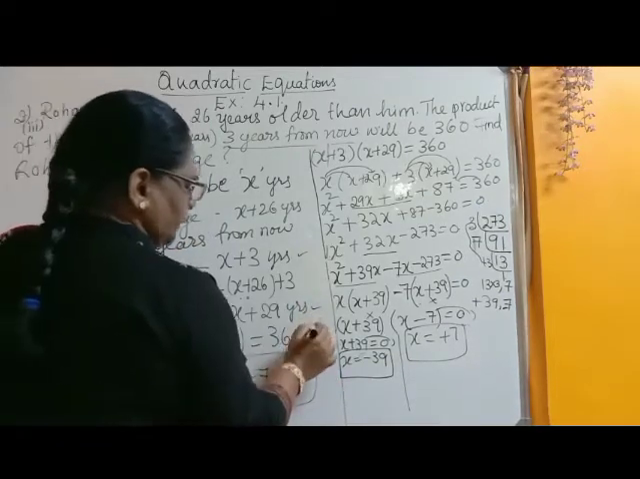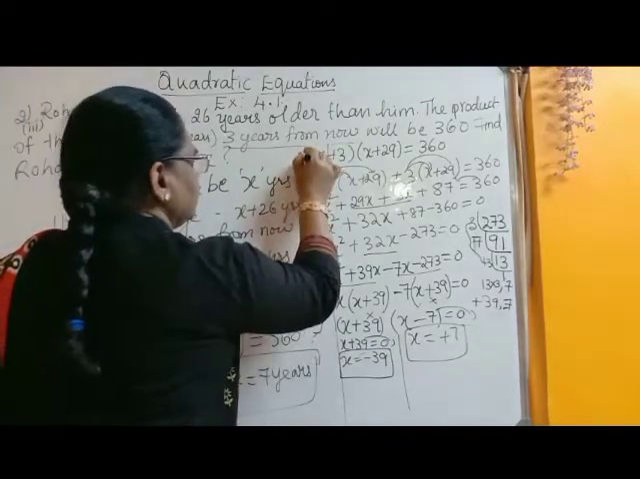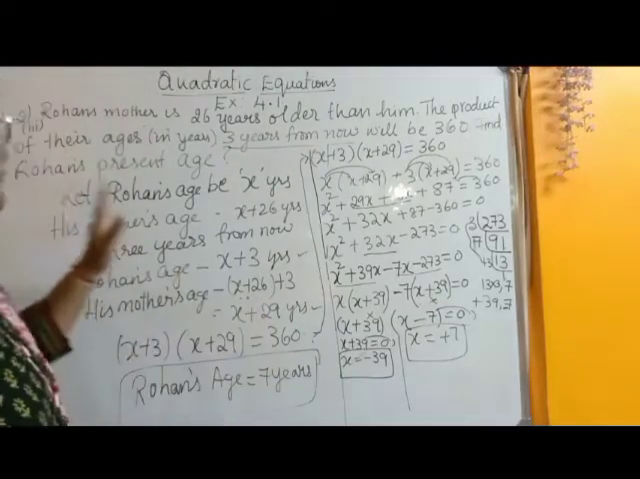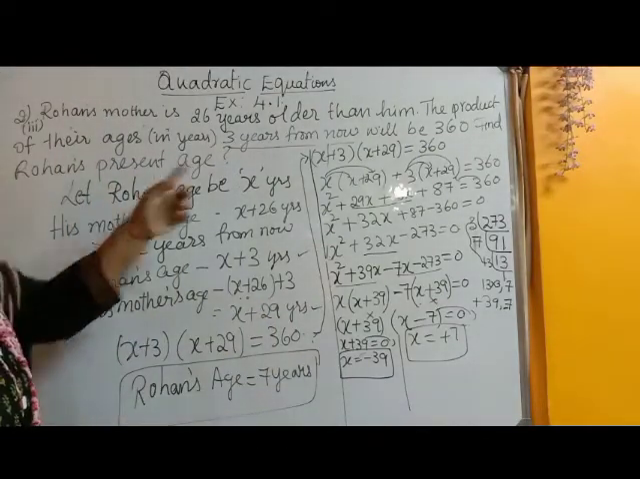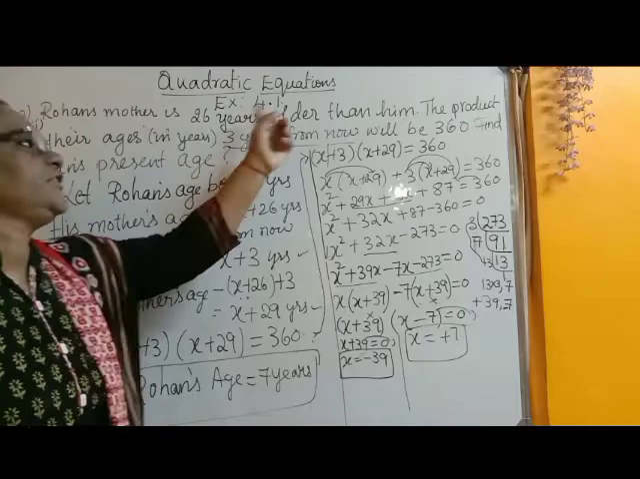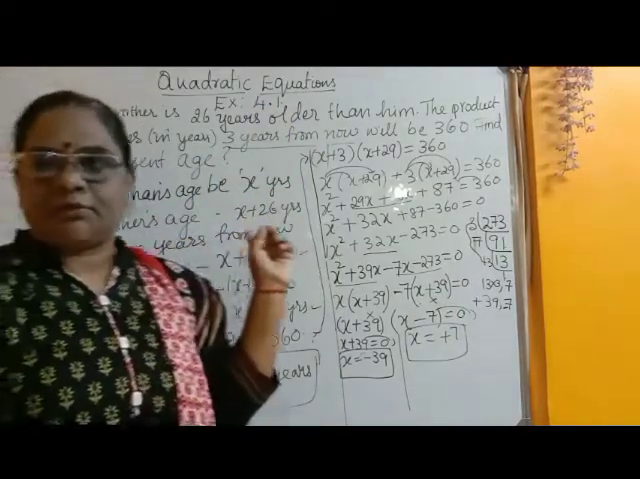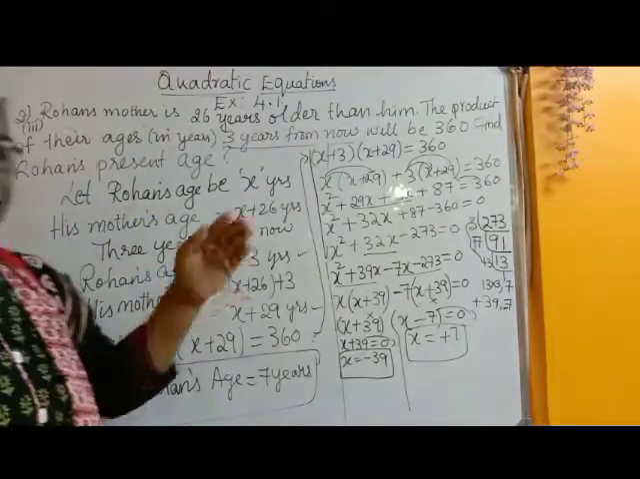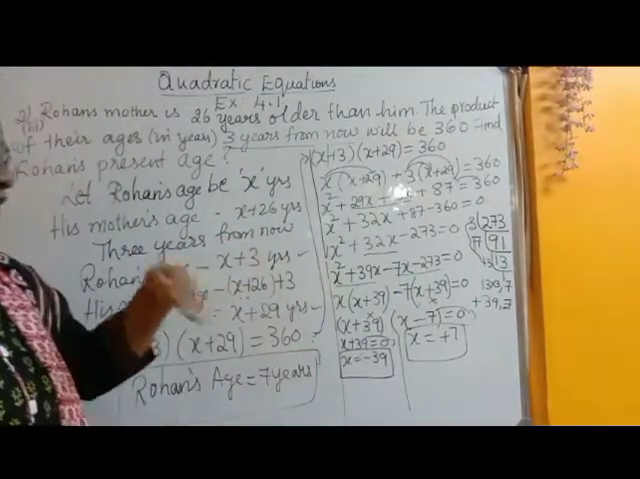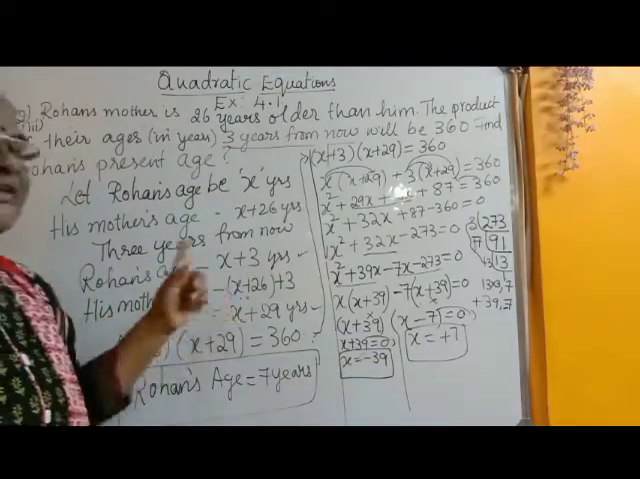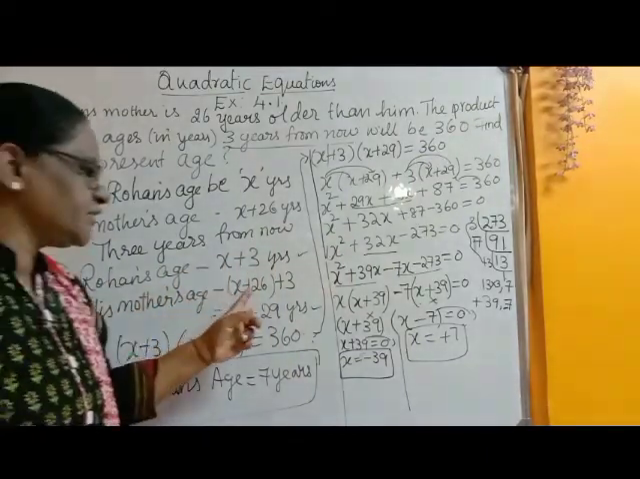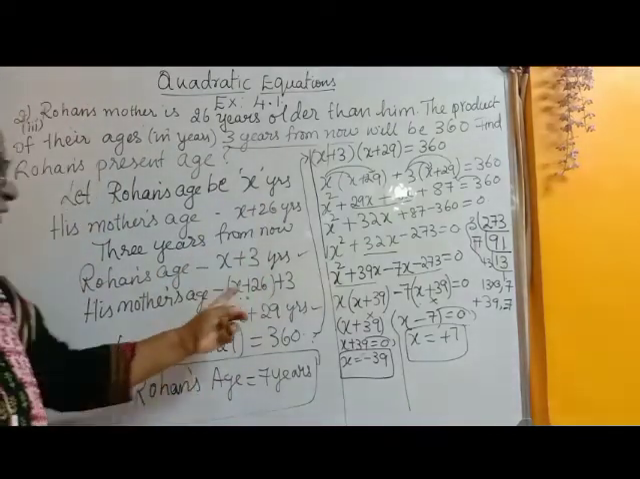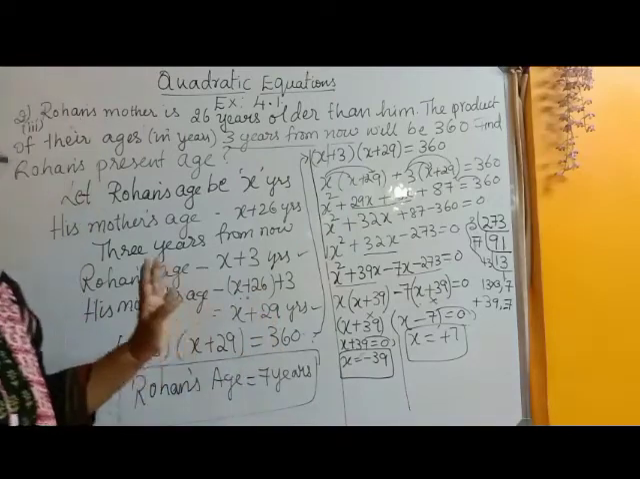After this you have to start this. So once again I will explain. Simple logic. Rohan's age is x. Mother's age is 26 years more than Rohan's age, x plus 26. After 3 years from now, his age would be x plus 3 years. Mother's age would be x plus 26, whatever is his present age, plus 3, which will be 26 plus 3 becomes 29.